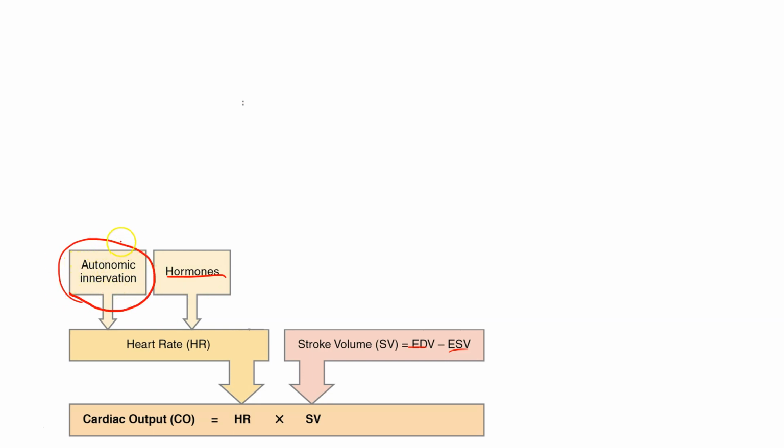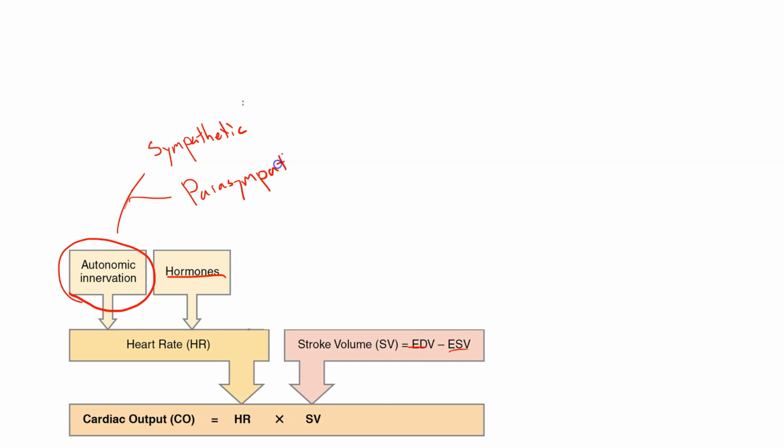There are actually nerves that go from the brain down to the heart to either increase or decrease the heart rate. Remember, the autonomic nervous system has two branches. There's the sympathetic branch. This is all kind of a throwback to A&P 1. And there's a parasympathetic branch.